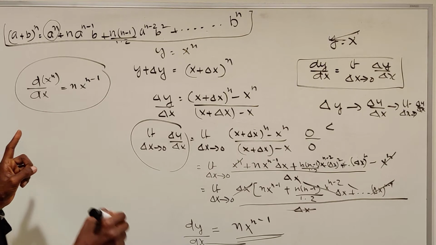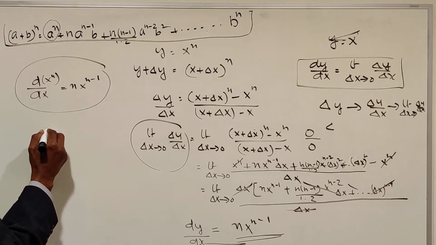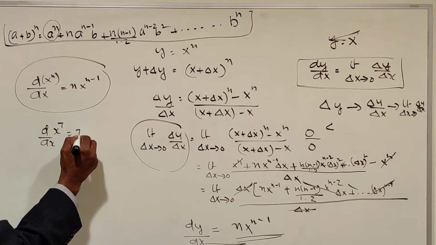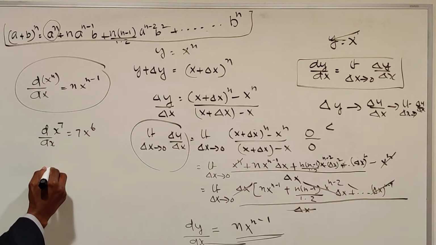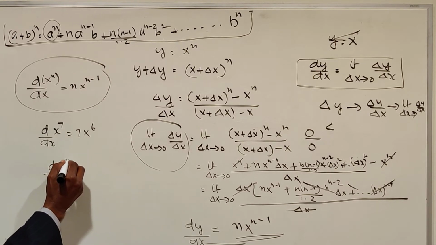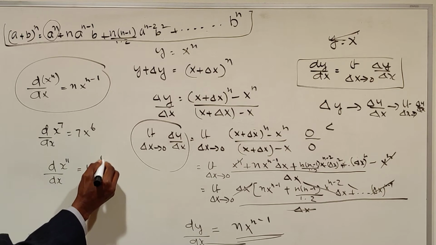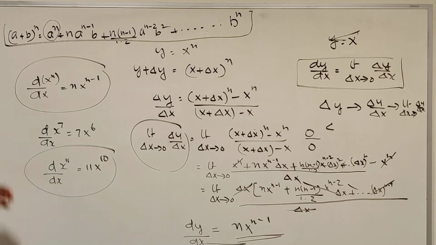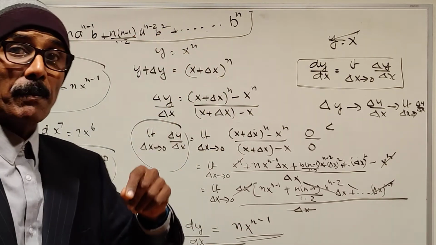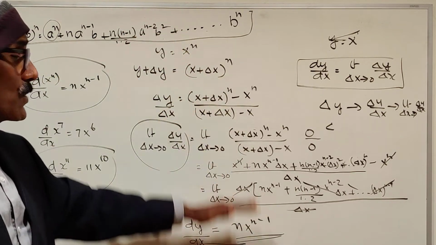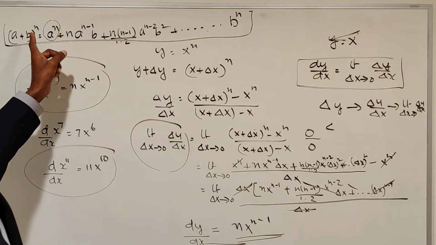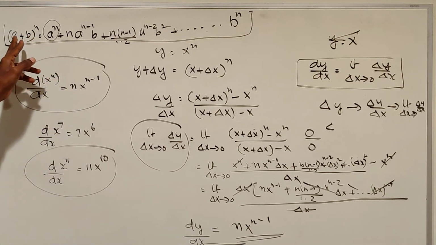Wow, very important formula. For example, what is the derivative of x raised to 7? 7x raised to 6. What is the derivative of x raised to 11? 11x raised to 10. See? This is just derived. Now take a paper and pencil. Write down all these 2-3 times. This is very important. If you don't know the binomial theorem, just remember this.